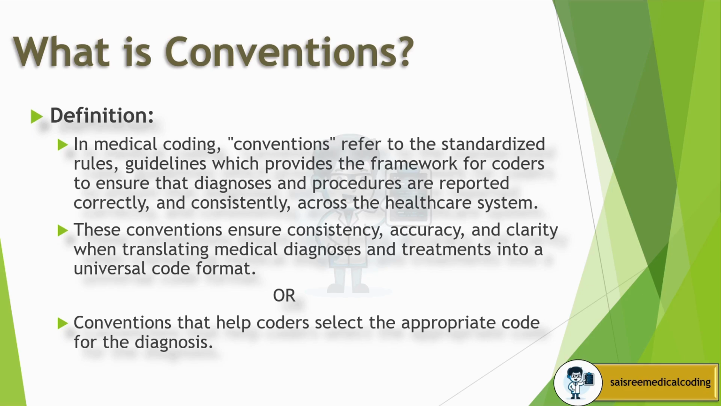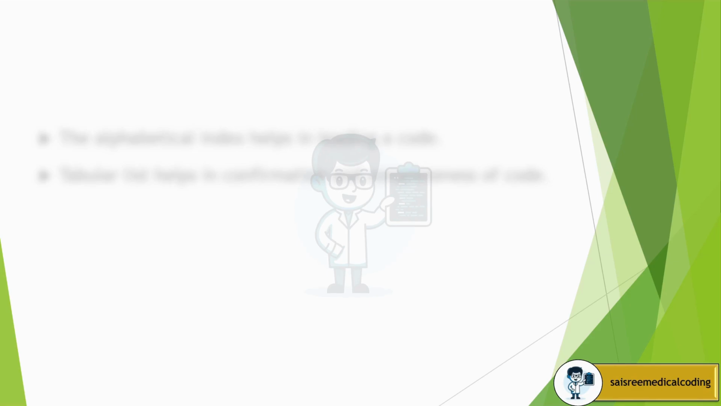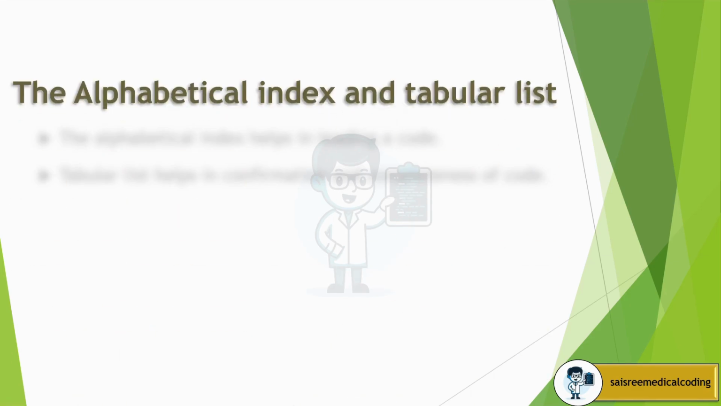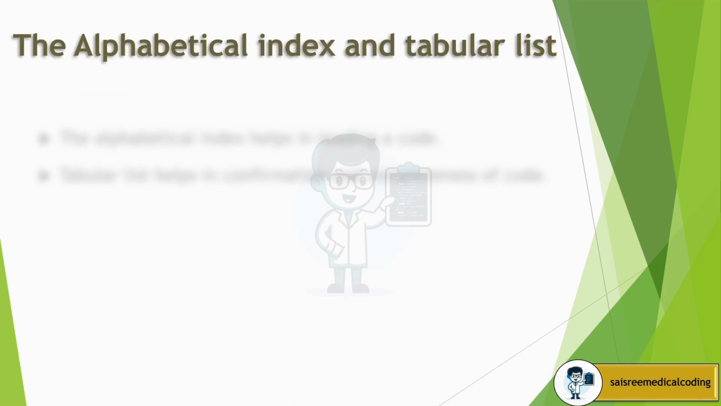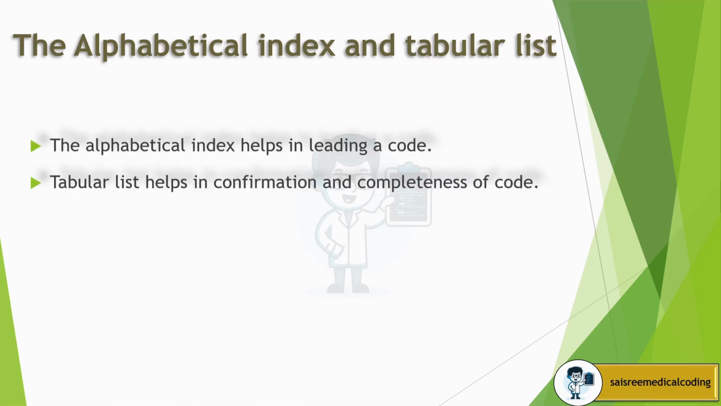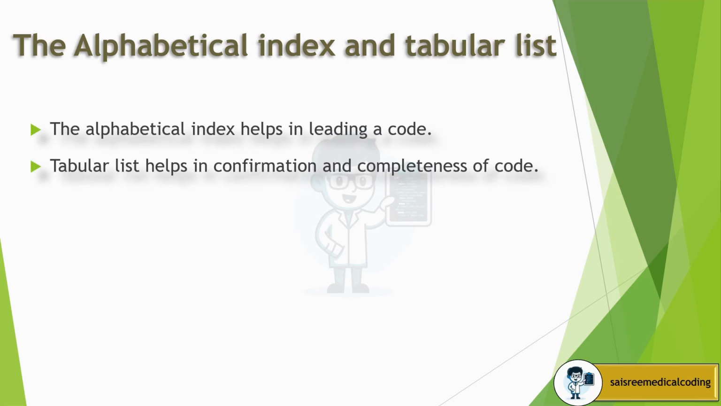This is about conventions. And coming to the guidelines included in the conventions, the first thing we will be seeing is what is meant by the alphabetical index and what is meant by the tabular list. The alphabetical index helps in leading to a code, and the tabular list helps in confirmation and completeness of the code. How can we do this? I'll explain through a video.